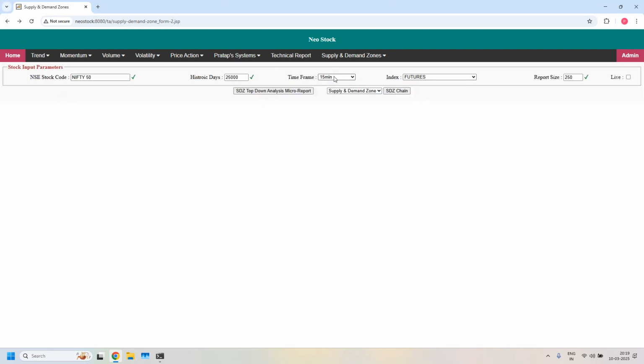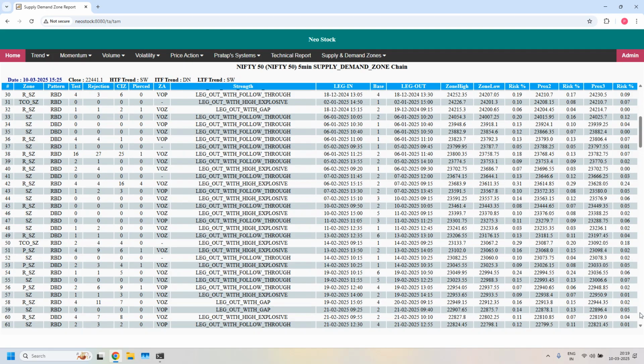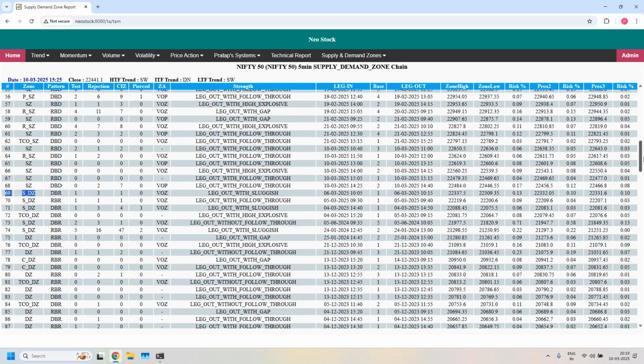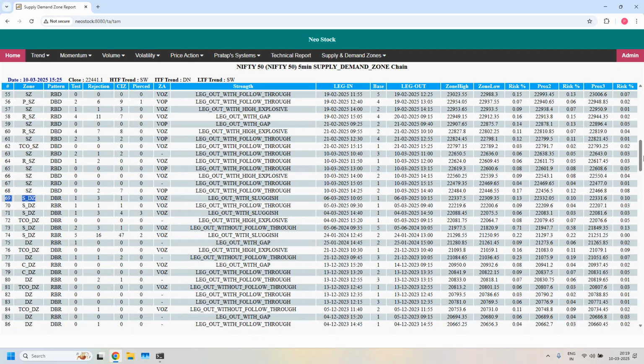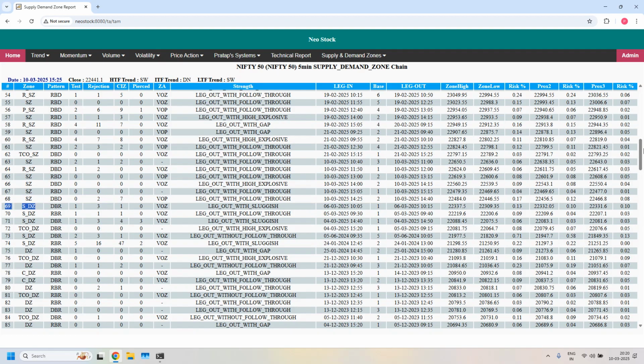Next, 5 minute supply demand zone chain for Nifty. All are supply zones. I'm scrolling the list down. On this page also all are supply zones. Again, I'm scrolling the list down. So let me put it in the center. Okay, so this is the 5 minute supply demand zone chain for Nifty.